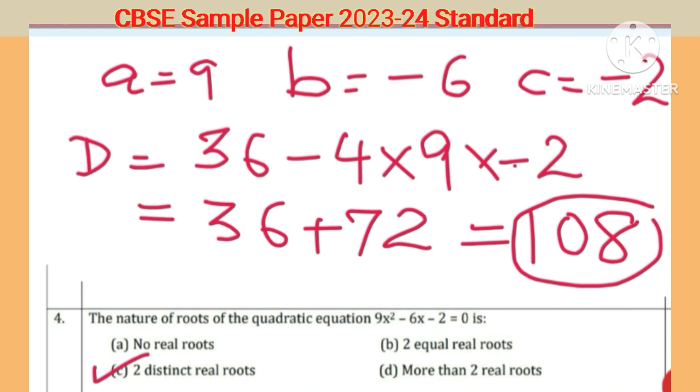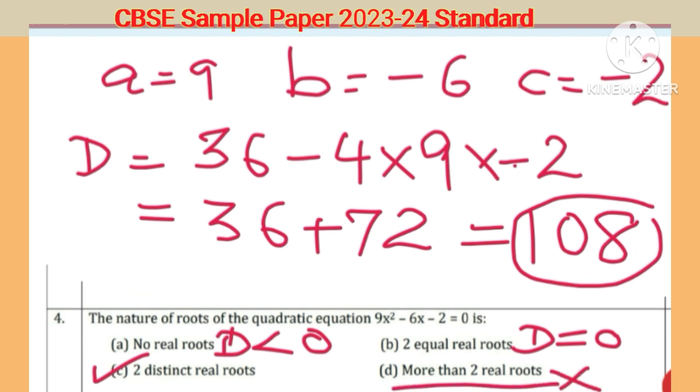Two distinct real roots. Okay. For equal roots, option B, D should be equal to 0, and for no real roots, D should be negative, that is less than 0. And a quadratic equation cannot have more than 2 real roots. I hope you understand this.